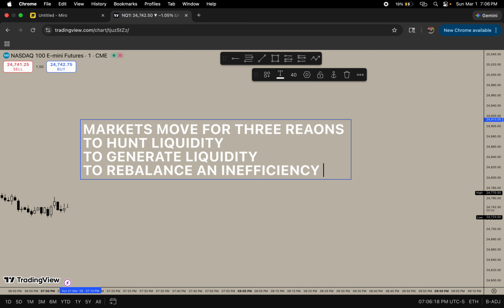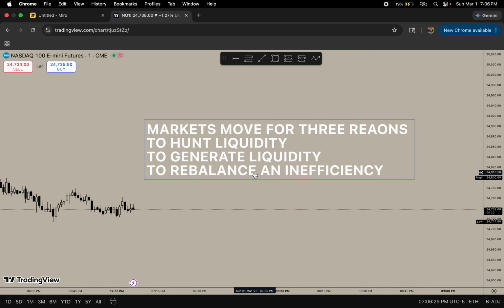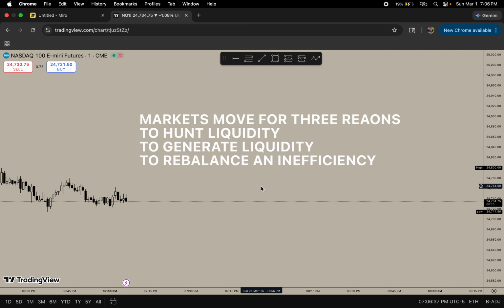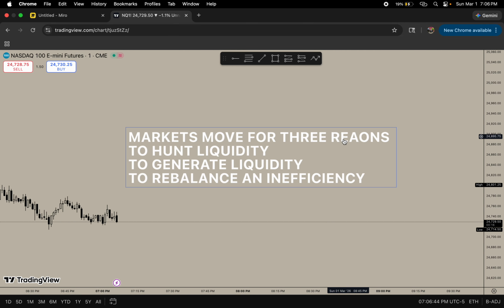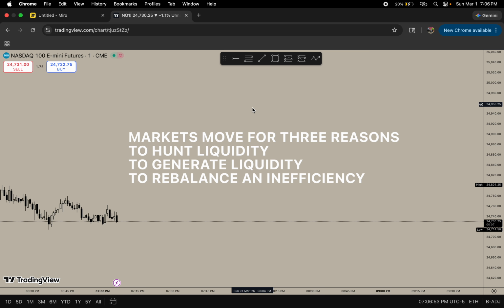Markets move for three reasons: to hunt liquidity, which we went over, to generate liquidity, which I'll show you an example of, and to rebalance an inefficiency. Our next video will be on inefficiencies and what this means. To generate liquidity, I'll show you an example before closing this video out. You might want to screenshot this and save it, and you'll understand why you won't just take random trades. Because if you're not seeing any of these three happening, it's kind of pointless for you to take a trade, and you'll just be trading blindly.